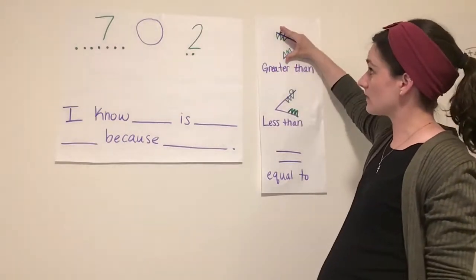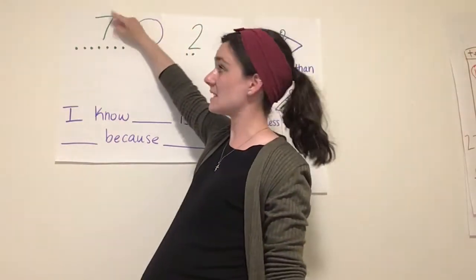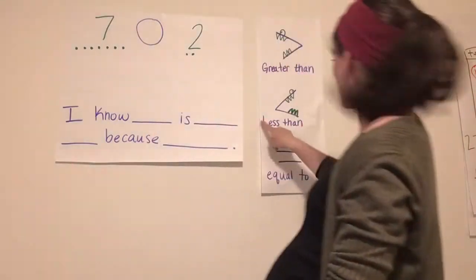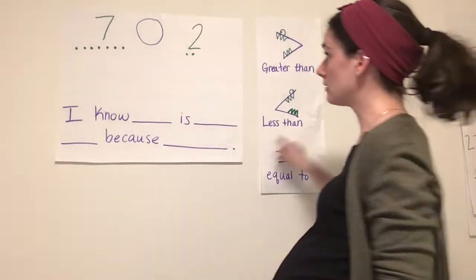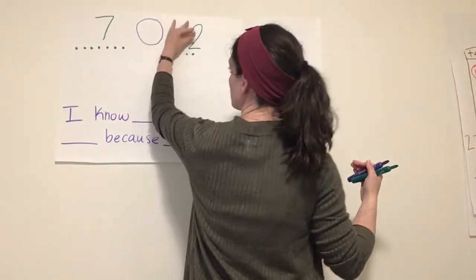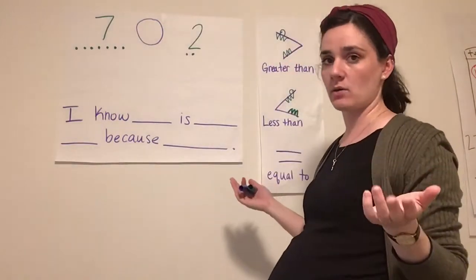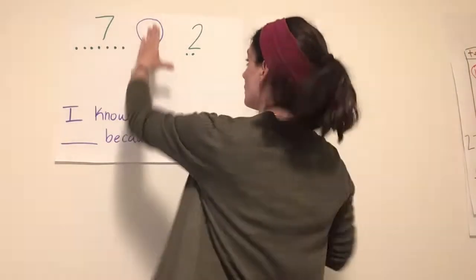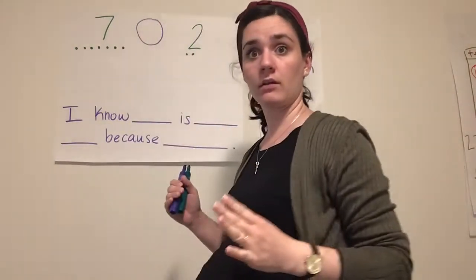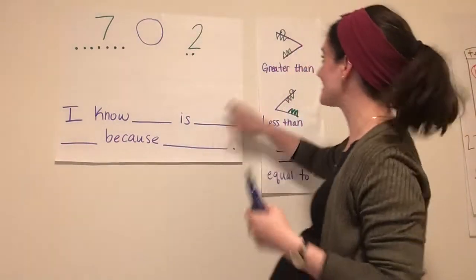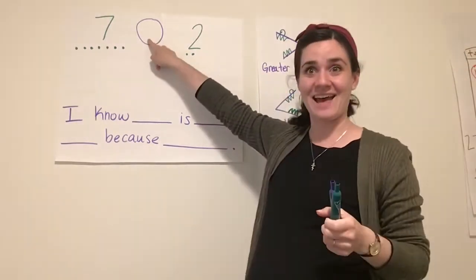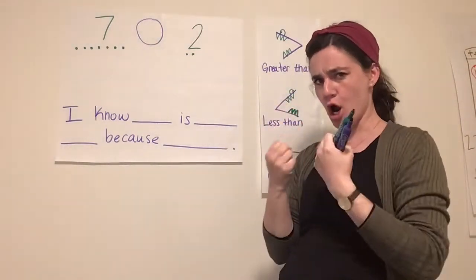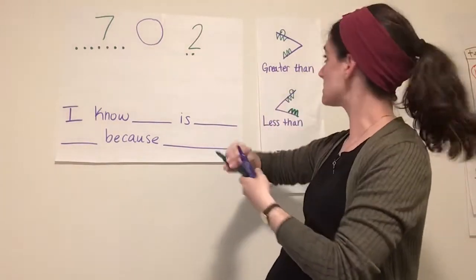Are we going to draw the greater than symbol going to eat the 7? Or are we going to draw the less than symbol going to eat the 2? Which one do you think? Which one does the alligator want? Does he want to eat the 7, which is bigger? Or does he want to eat the 2? I hope you said that he wants to eat the 7. He's so hungry. Give me food. So he wants to eat the 7.